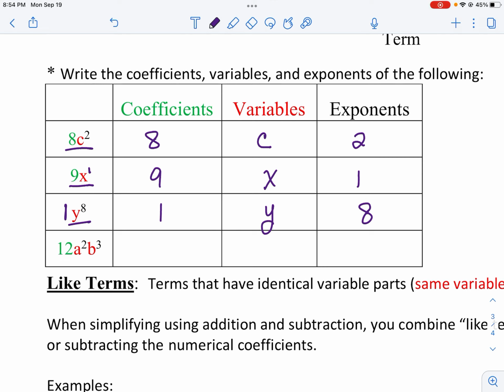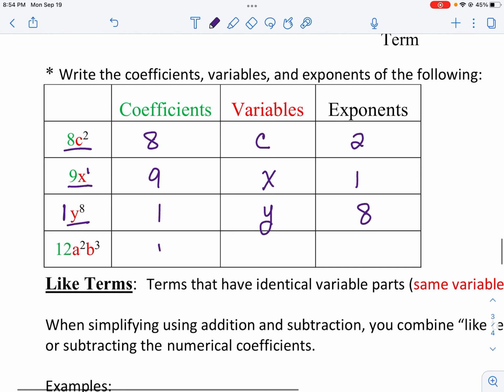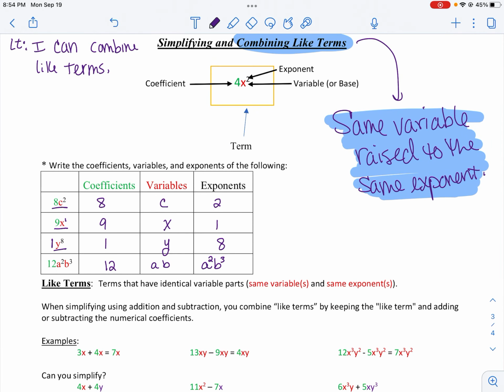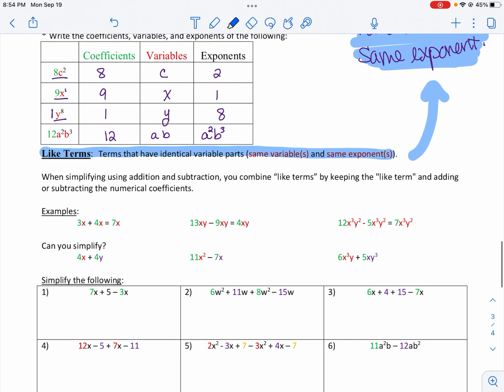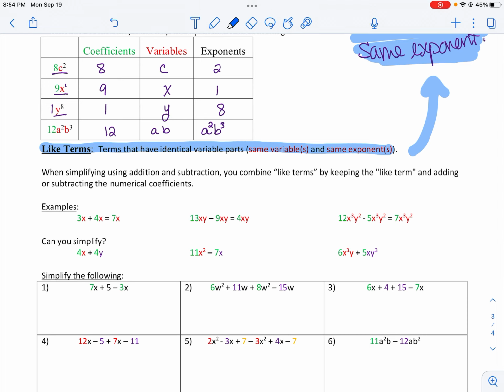And then lastly, 12, a to the second, b to the third. 12 is the coefficient. The variables are a and b, and each variable has to have that exact power. So you have to have a to the second power and b to the third power. Both of those need to show up in order to combine it with another like term. Okay. So this piece here says exactly what we wrote above. We need the same variable raised to the same exponent. Okay. And now let's try actually combining like terms.